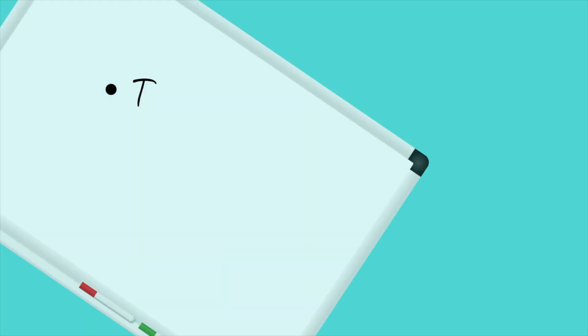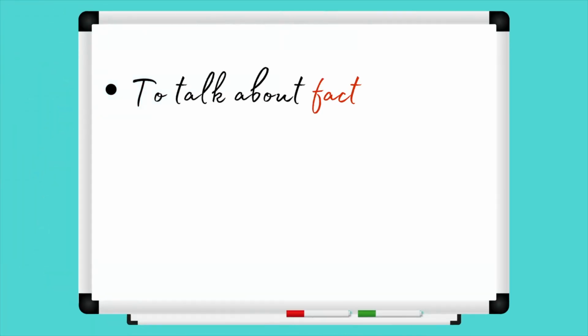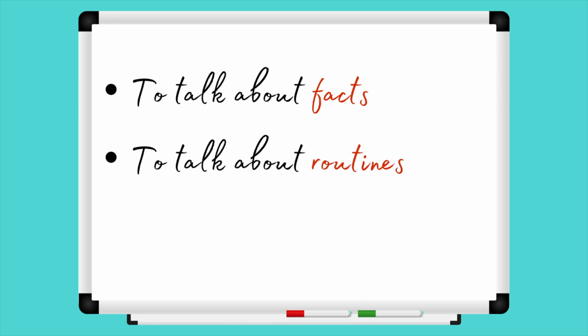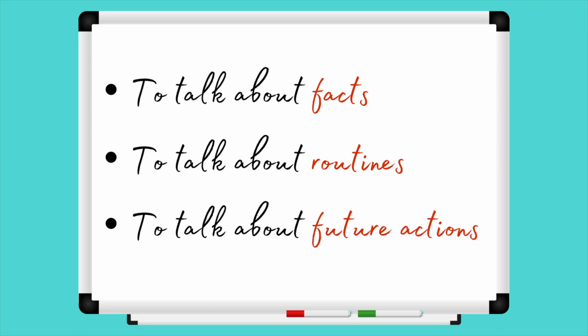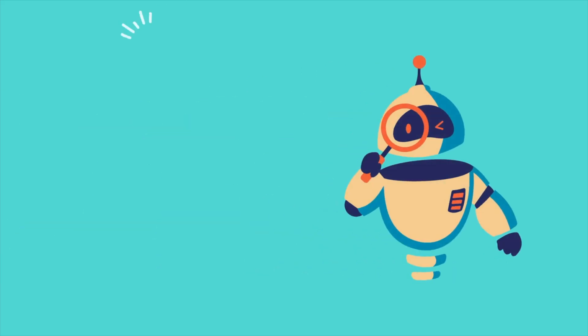Okay, so when do we use the present tense? Much like in English, we are going to use the present tense in Spanish in 3 different situations. To talk about facts, to talk about routines or repetitive actions, or to talk about events in the near future. That's it. So now let's see how to conjugate it.